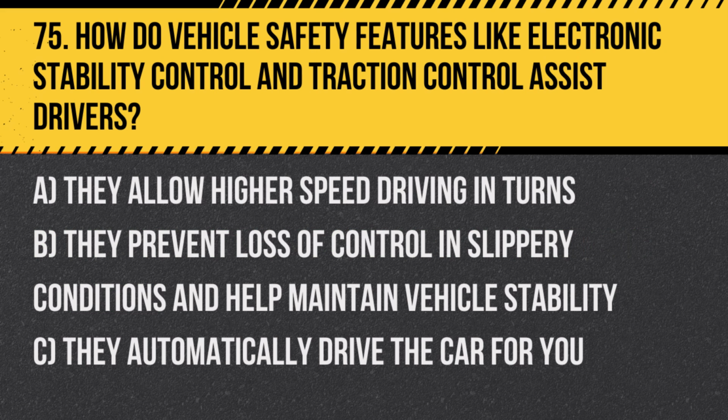Question 75. How do vehicle safety features like electronic stability control and traction control assist drivers? A. They allow higher speed driving in turns. B. They prevent loss of control in slippery conditions and help maintain vehicle stability. C. They automatically drive the car for you. Answer: B. They prevent loss of control in slippery conditions and help maintain vehicle stability. These systems are crucial for enhancing safety by stabilizing the vehicle during critical maneuvers.